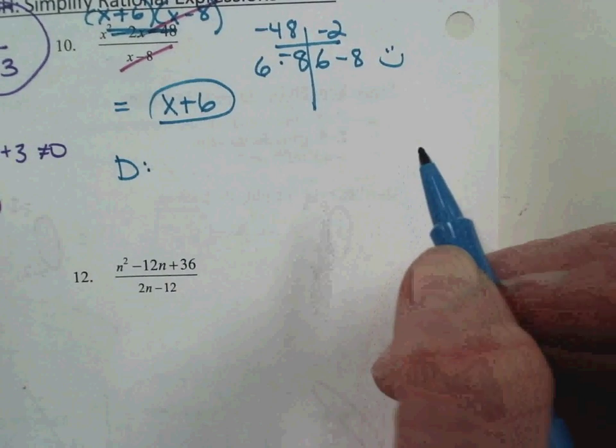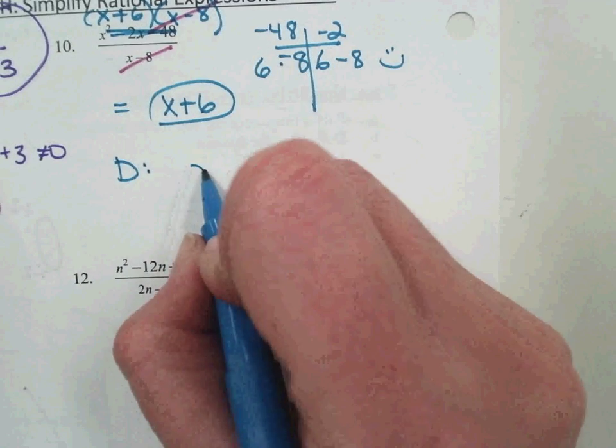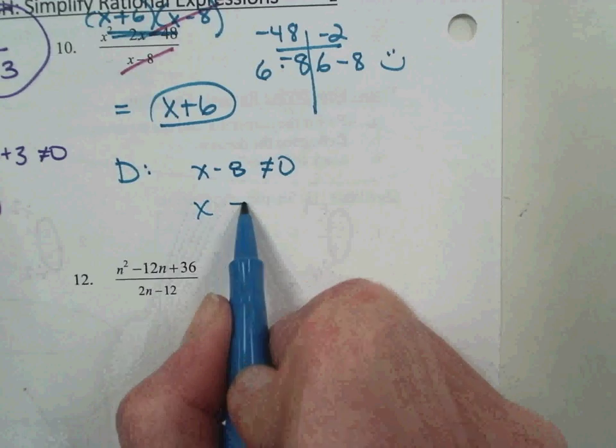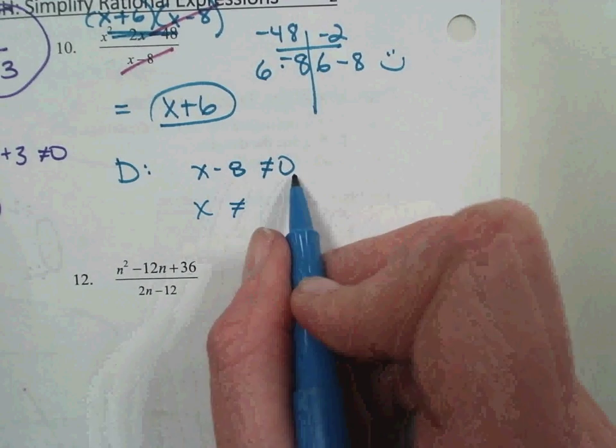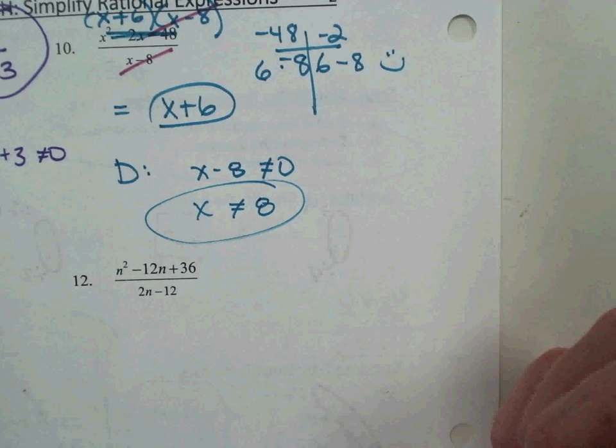And the domain then, x minus 8 can't be 0. That's all we have. So x cannot be what? Add 8 to both sides. Oh, 8. x can't be 8.